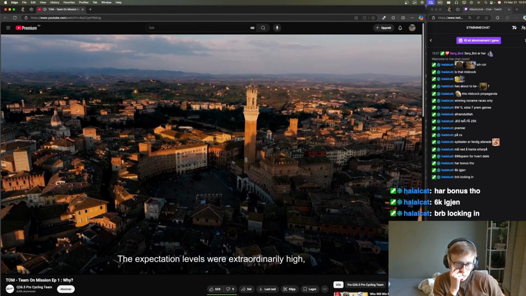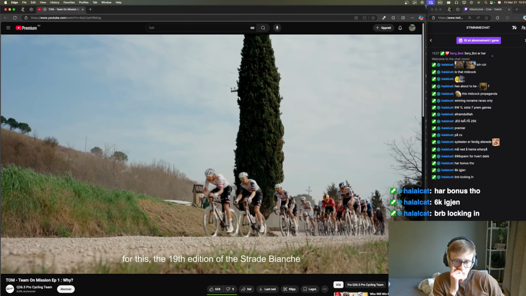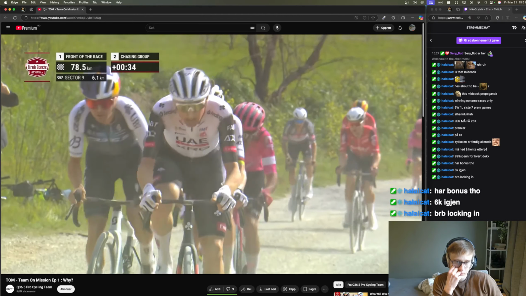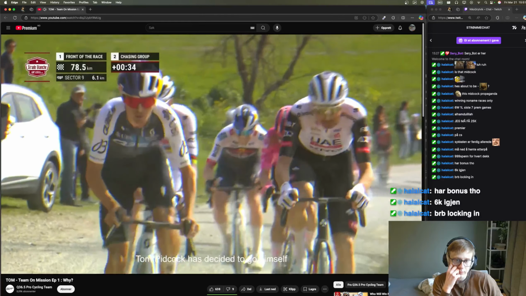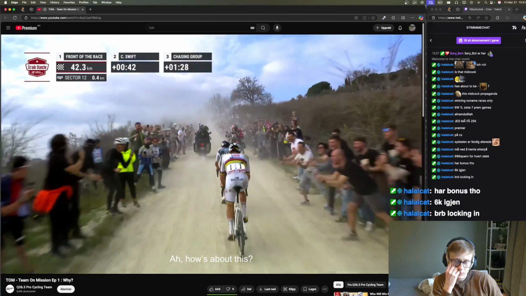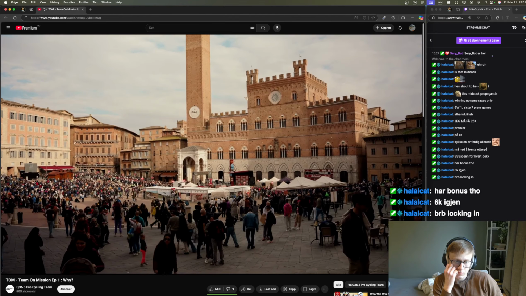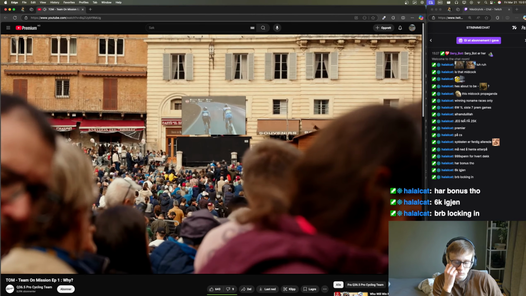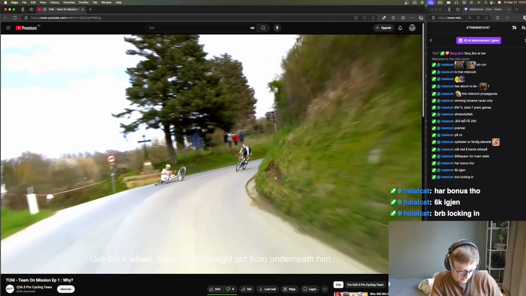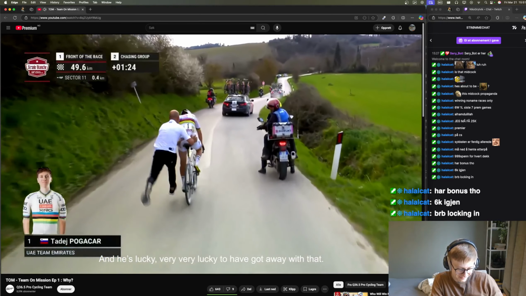The expectation levels were extraordinarily high for this, the 19th edition of the Strade Bianche. Tom Pidcock has decided to go himself and tell him, whatever Tadej can do, I can do better. Oh, how's about this? Oh, back wheel straight out from underneath him, and he's lucky. That's very, very lucky to have got away with that.